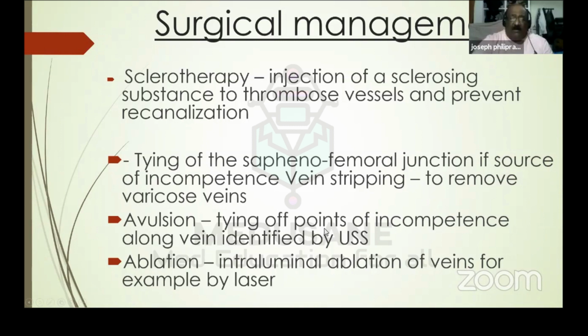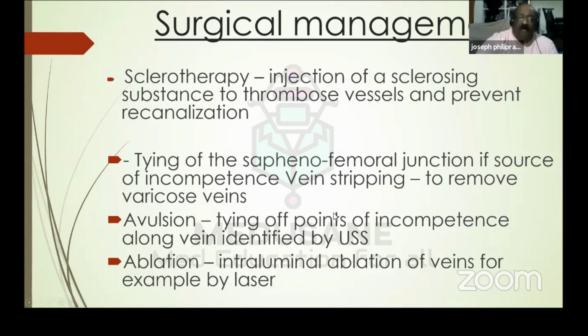And currently there is what is known as endoluminal ablation using laser. So a venotomy is done, the laser fiber is introduced at the site of the focal reflux, and you ablate the vein. That will destroy the vein so that there won't be recanalization of the vein.